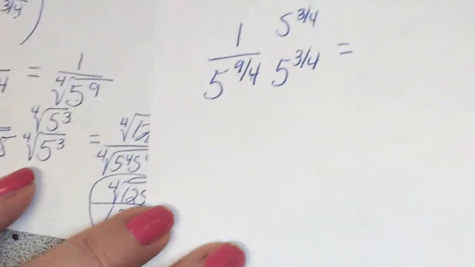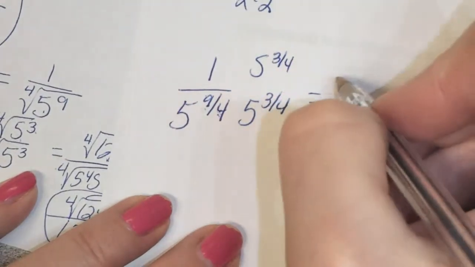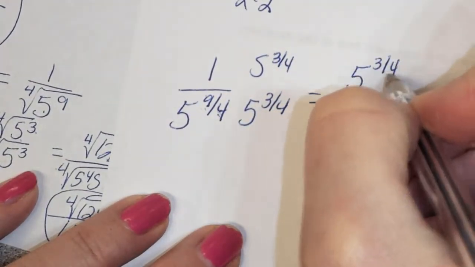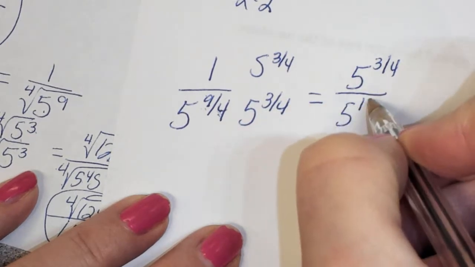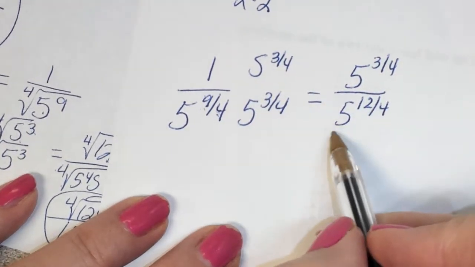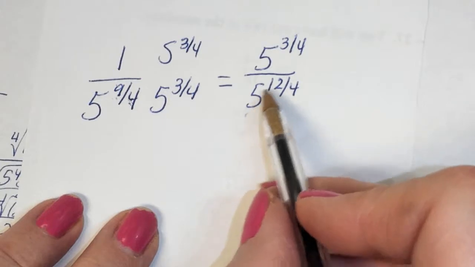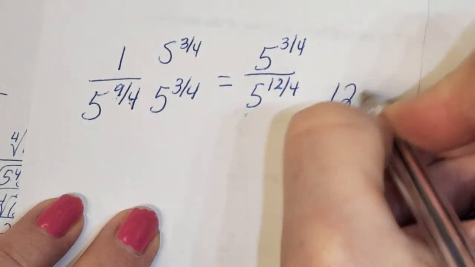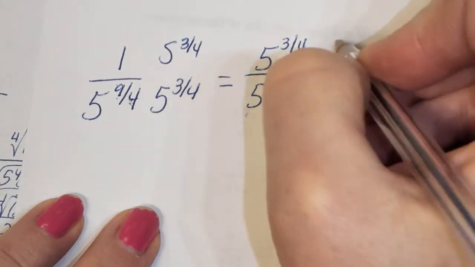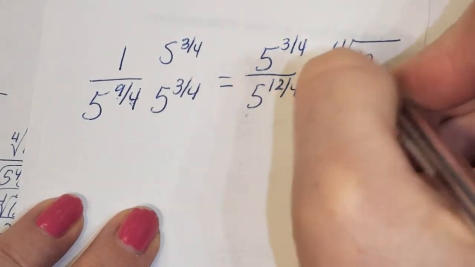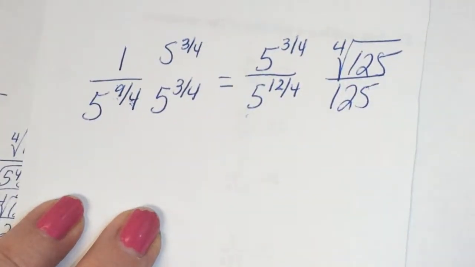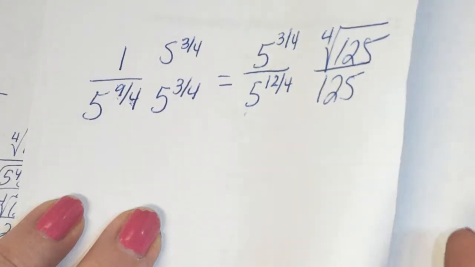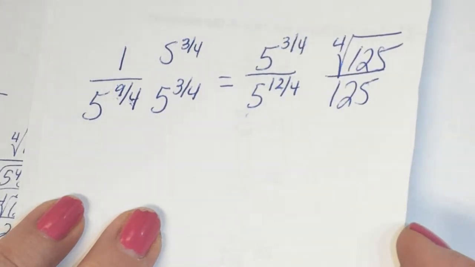I could have left it in this kind of form. So do you see now how I'd have 5 to the 3/4 over 5 to the 12/4? Well, what's 5 to the 12/4 the same as? 5 to the 3rd, which is 125, and then I've got the 4th root of 5 cubed. See how I could have done it that way too? You can choose your way. You just have to be good with the exponents and not break any rules.